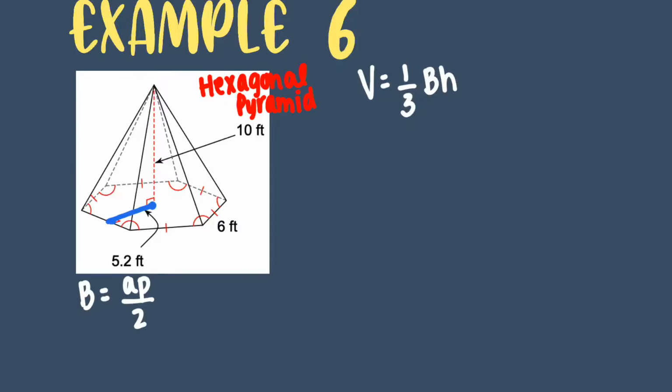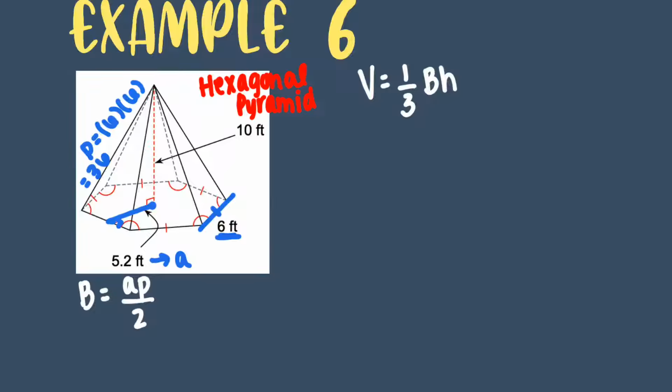It goes from the middle, makes that right angle with the side. So I know 5.2 is my apothem. And then I need to find the perimeter of my base. I know that each side length is 6 feet because of this marking over here. So I have 6 feet times the number of sides, which also happens to be 6. And I find that my perimeter is 36.